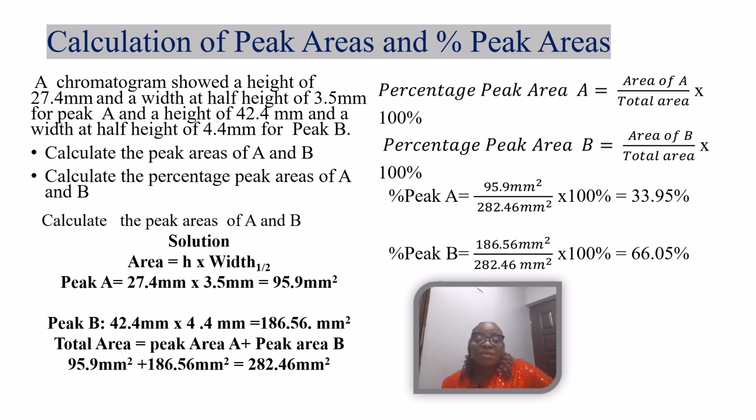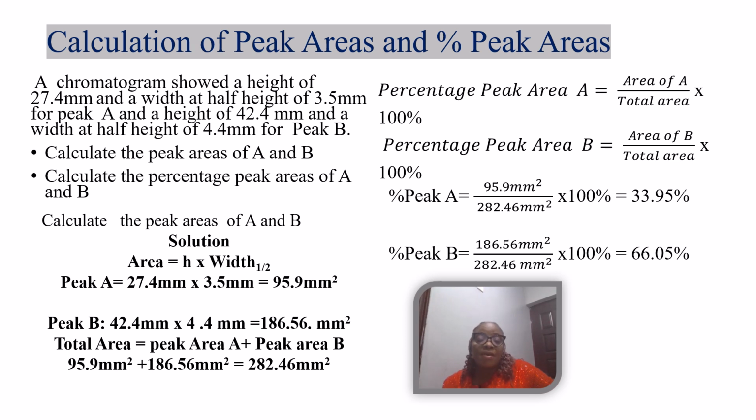Like we have on this slide, a chromatogram showed a height of 27.4 millimeter and a width at half height of 3.5 millimeter for peak A, and a height of 42.4 millimeter and a width at half height of 4.4 millimeter for peak B. And you're told to calculate the peak areas of A and B, and also the percentage peak areas of A and B. You will calculate the peak area of A and B as area equals height times width at half height.